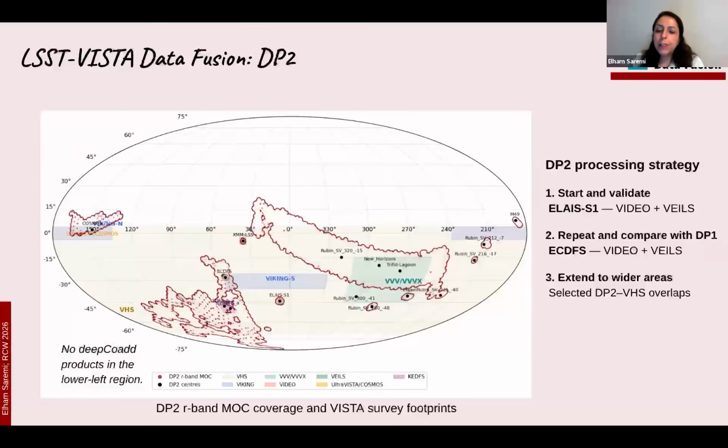For DP2, we will first start with the LELF area using both VIDEO and VIKING deep data from VISTA to validate the processing. But we will then repeat the workflow in the Extended Chandra Deep Field South, where we can also compare the results with our DP1 analysis. And finally, we plan to extend the fusion to selected VHS overlaps.